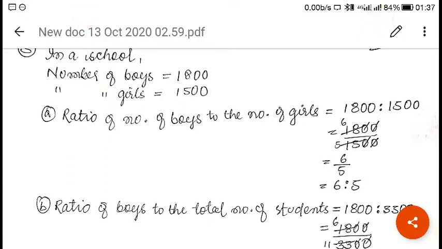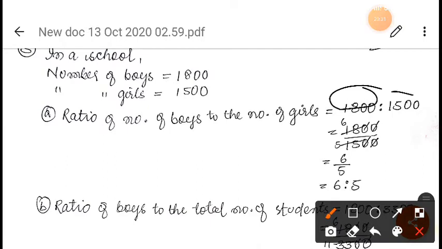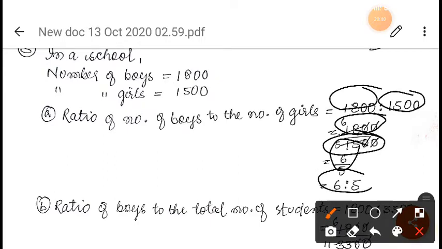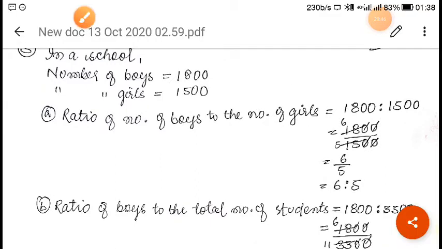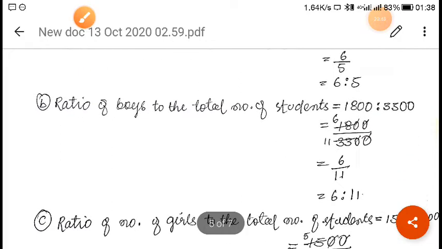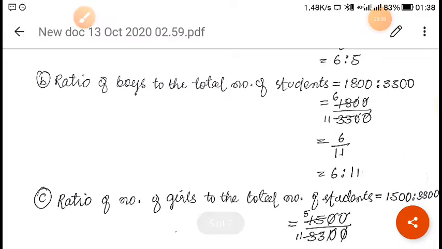So the number of boys is 1800, and the number of girls is 1500. When you find the ratio, it will be written as 1800 divided by 1500. When you simplify it, you will get 6 by 5. So 6 is to 5 means the ratio of boys to girls is 6 is to 5, right? Now the next question: they have asked to find the ratio of the number of boys to the total number of students in the school.